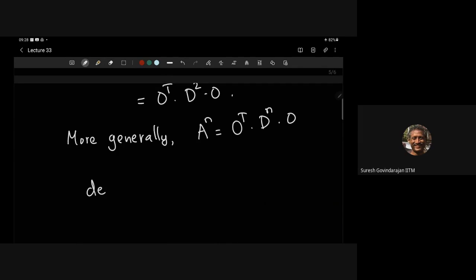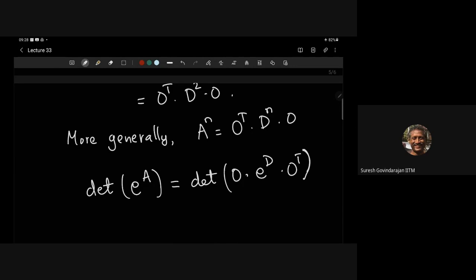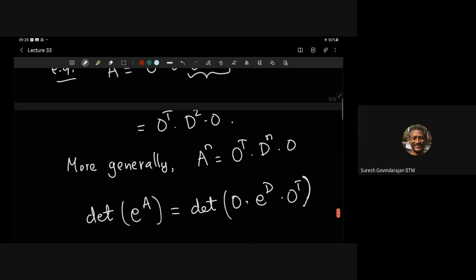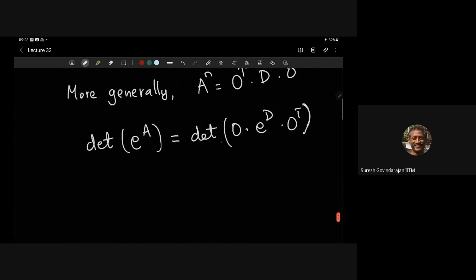So now the determinant of e to the A is equal to the determinant of O e to the D times O transpose. Is this okay? I'm using this second version of the formula. But now the determinant of ABC we can cyclically permute. This is equal to the determinant of e to the D times O transpose times O. But what is O transpose O? Identity, right?